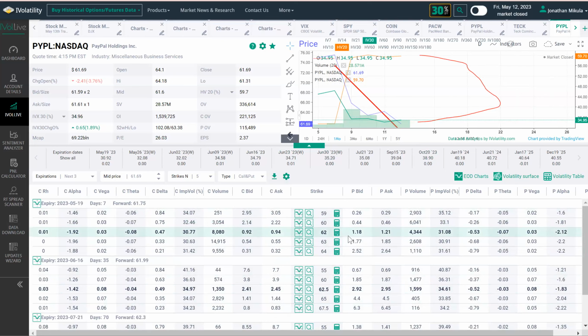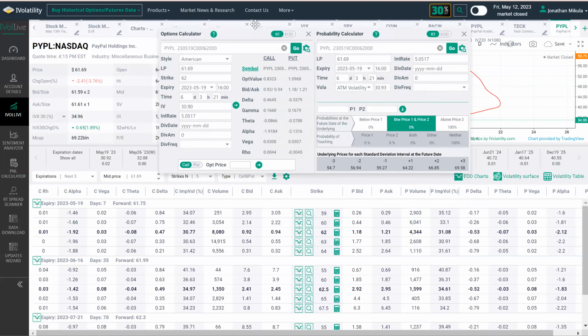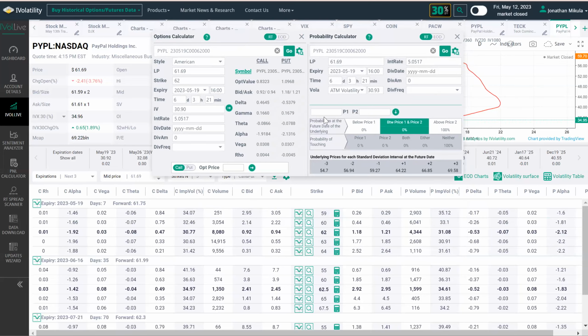So I can decide: do I want to go at the money at 62, or do I want to come in at a little bit lower price? If I'm selling this put, do I want to sell it at 62 or at 60? The way that it could help determine that decision is by clicking on this calculator, because now I'm going to see the probability of being put at certain prices.